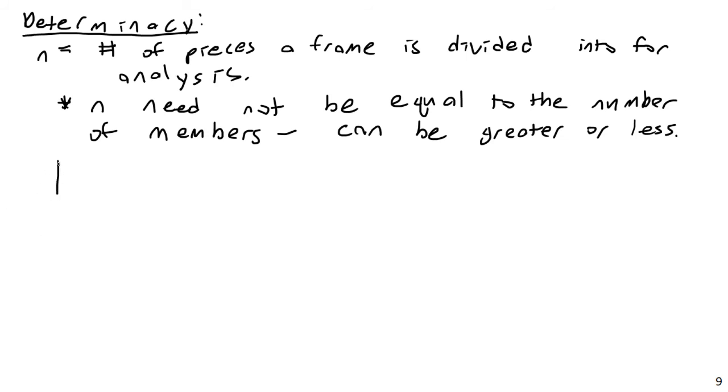Let's say I have a frame here, everything connected in fixed joints, and I just analyze this as one big rigid body. In this case, n would be equal to 1. Let's say I cut the right column and a portion of the right beam out. So I cut it there. Here, what would n equal? 2. Yeah, 2. So here, n would equal 2.